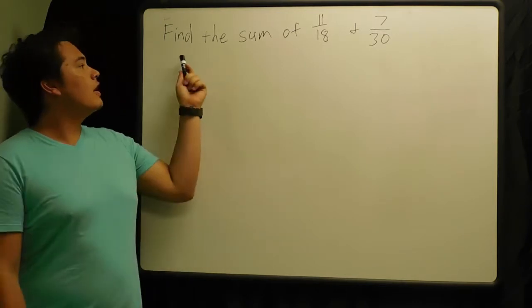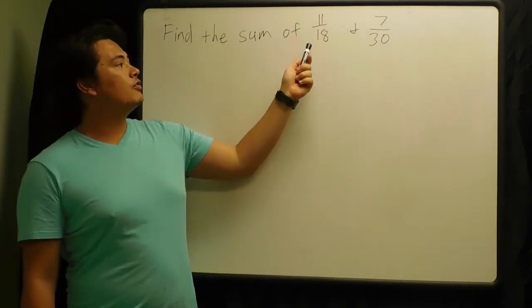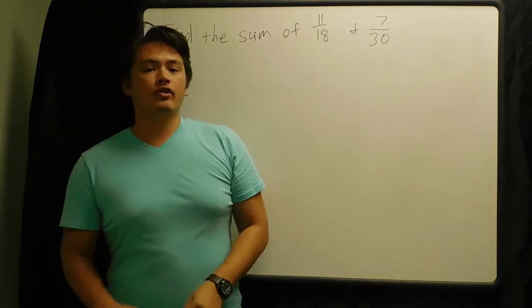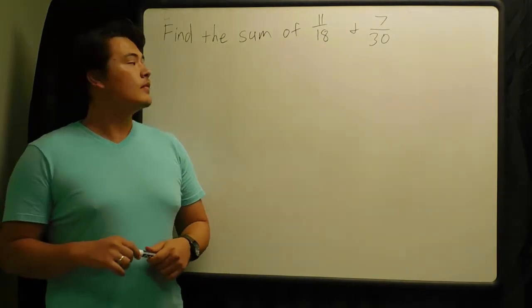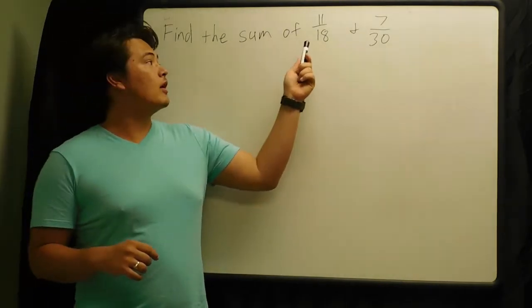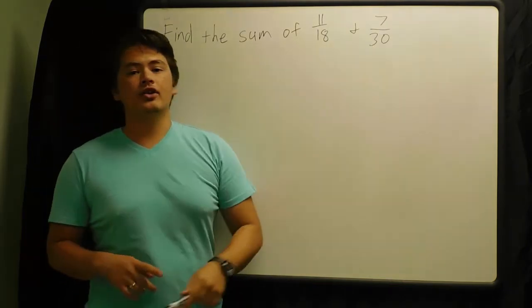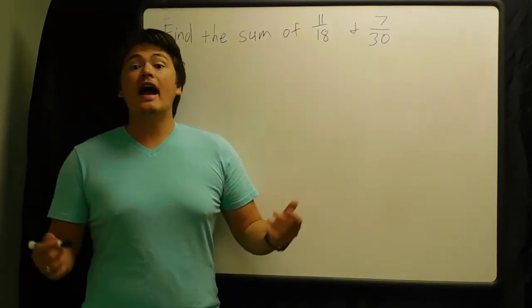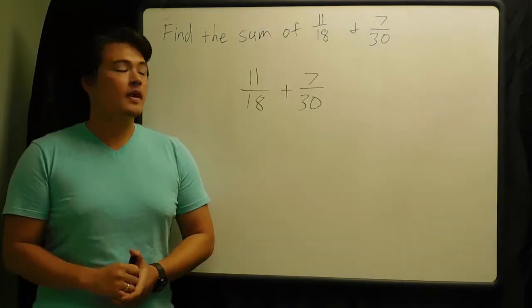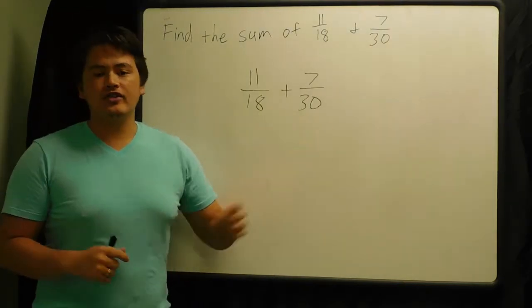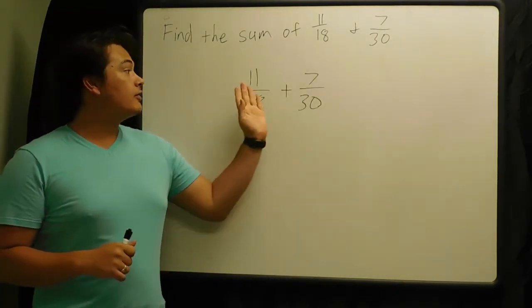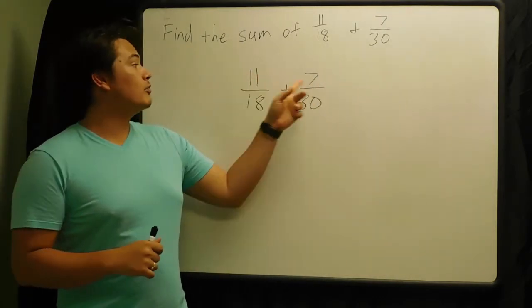This question is asking, find the sum of 11 over 18 and 7 over 30. So when they say the sum of 11 over 18 and 7 over 30, that means that they're being added together.